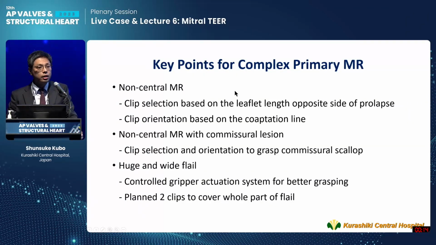So this is the final slide. I think that these are key points for the complex primary MR. So for the non-central MR, we should select the grip based on the leaflet length. So usually the prolapse leaflet is very long. So this is a leaflet length opposite side of the prolapse. So grip orientation based on the coaptation line, so A3, P3, or A1, P1.